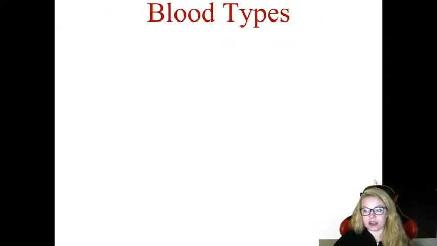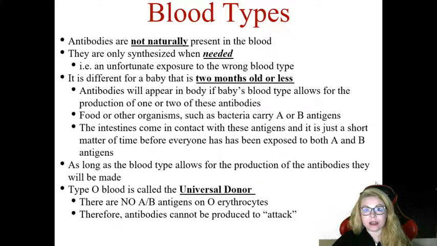And so antibodies, however, are not naturally present in the blood. They are only synthesized or made by your body when they are needed. So, when would they be needed? In the unfortunate exposure to the wrong blood type. And this is very rare. Medicine, at this point, has come a very long way to ensure that the donated blood is typed correctly and you get the blood that you need. But, you know, there are rare circumstances in which you would be given the wrong type of blood, and that would not be very good.